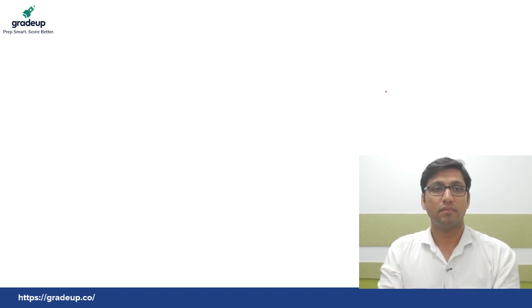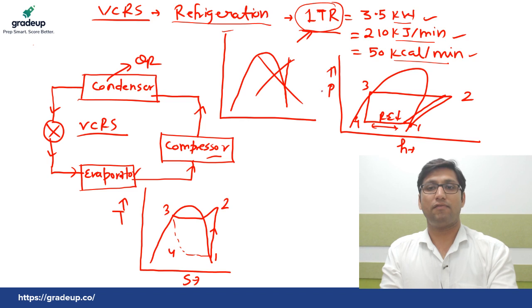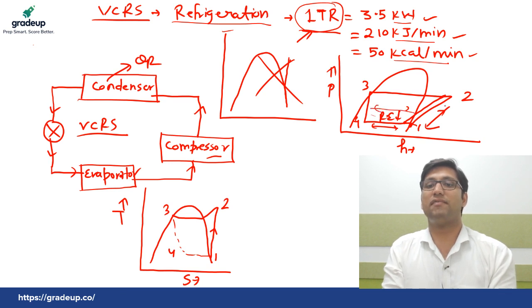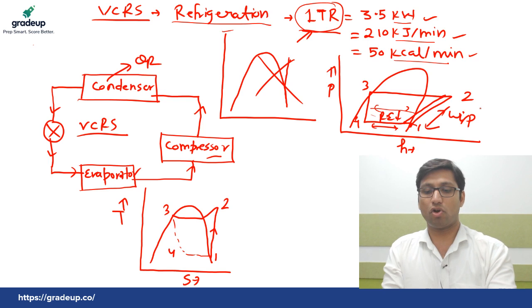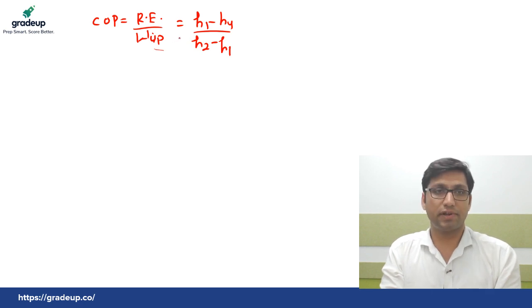A flash chamber is used in vapor compression refrigeration system to separate the liquid and vapor refrigerant. Okay. Now, what is the COP of a vapor compression refrigeration system? It is equal to refrigeration effect over work input. So this will be equal to H1 minus H4 over H2 minus H1. Okay, because if you see here, this is H2 minus H1, this is the work input, and H1 minus H4 is the refrigeration effect here. So the ratio of this refrigeration effect over work input is called COP of a vapor compression refrigeration system.